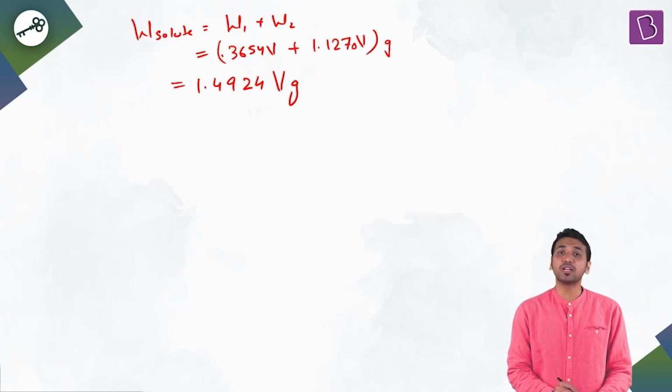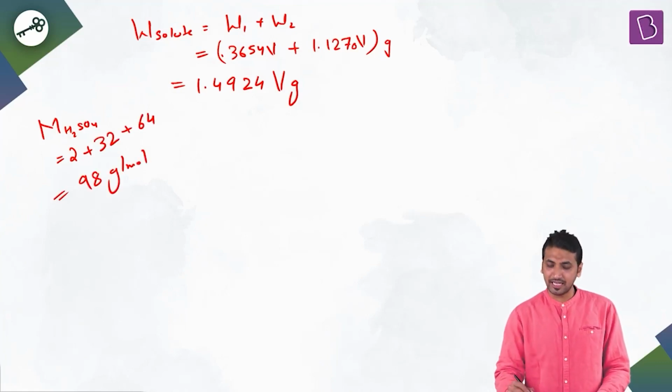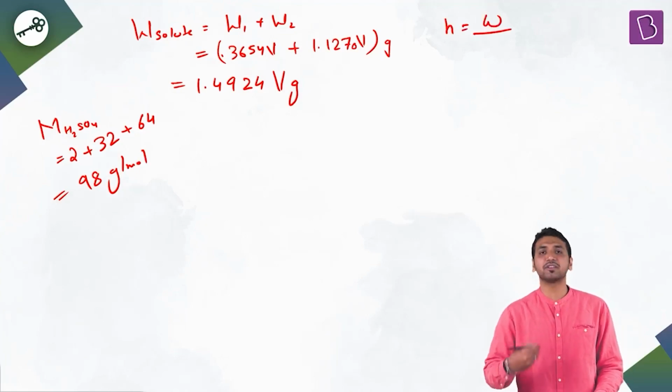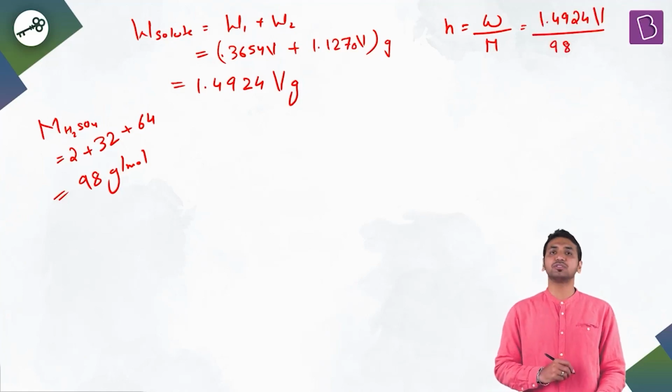And what is the molar mass of H2SO4? Can you just calculate that very quickly? It will be like 2 for hydrogen, 2 hydrogens. Sulfur is like 32 and 16 into 4 is like 64. So this will be 98 gram per mole. So can we calculate moles of H2SO4 from here? Very simple. The formula for moles is given weight by molar mass. So this will be 1.4924 V upon 98. You have the moles, right?